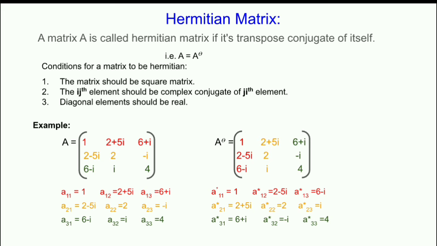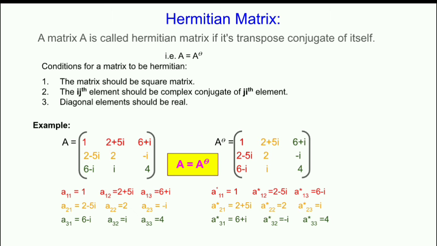In our previous video, we have discussed the complex conjugate and transpose conjugate of a matrix in detail. The link of that video is given in the description box. Now, if we compare A and A theta, then we can write A is equal to A theta. So, A is an example of a Hermitian matrix.